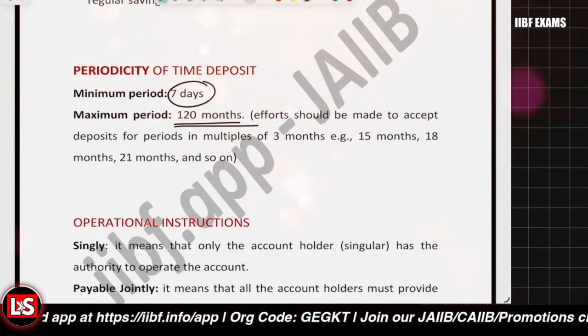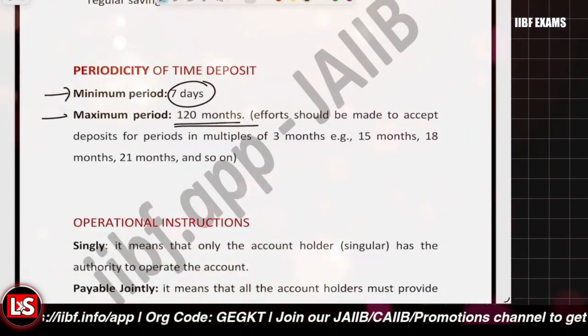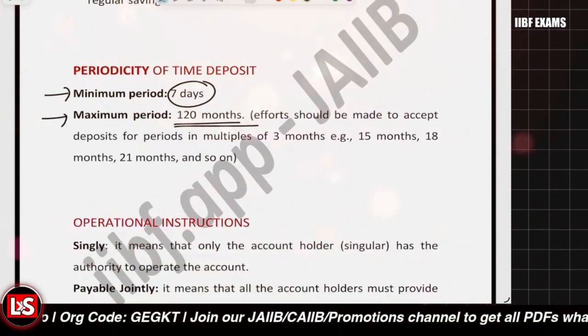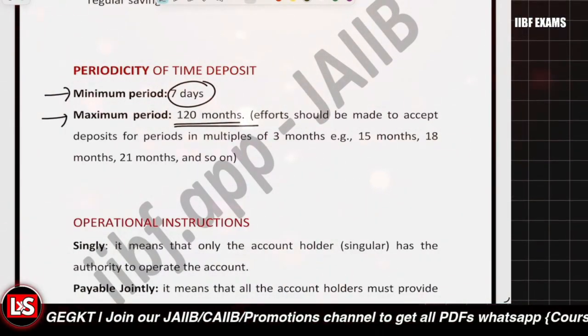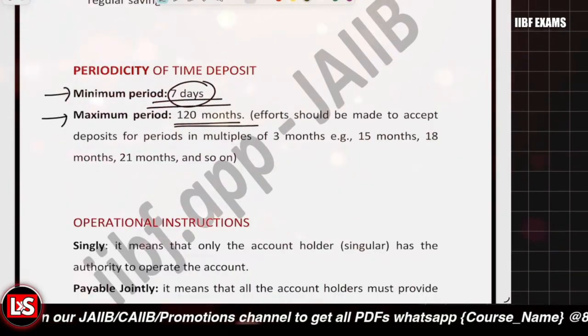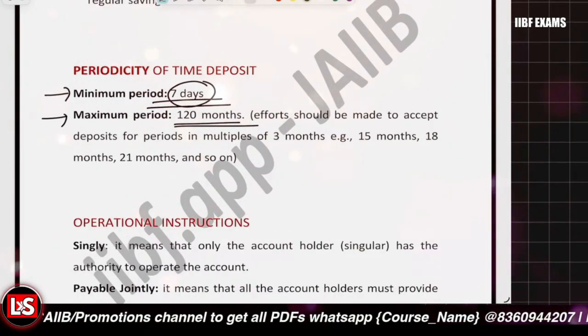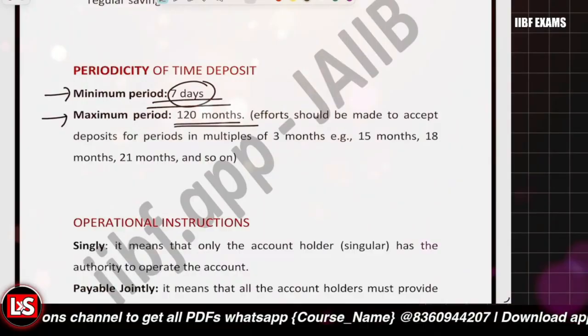Okay, so the minimum period for the FDR, for the term deposit, is 7 days. For the fixed deposit, I'm talking about particularly, it is 7 days, and the maximum period is 120 months, that is 10 years. Clear with it?